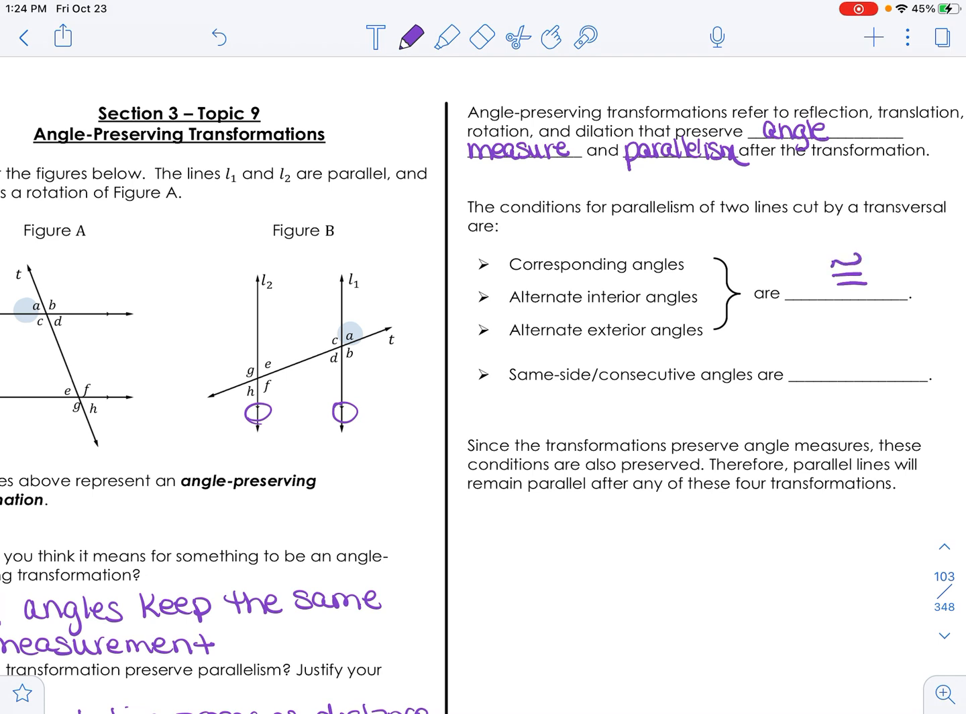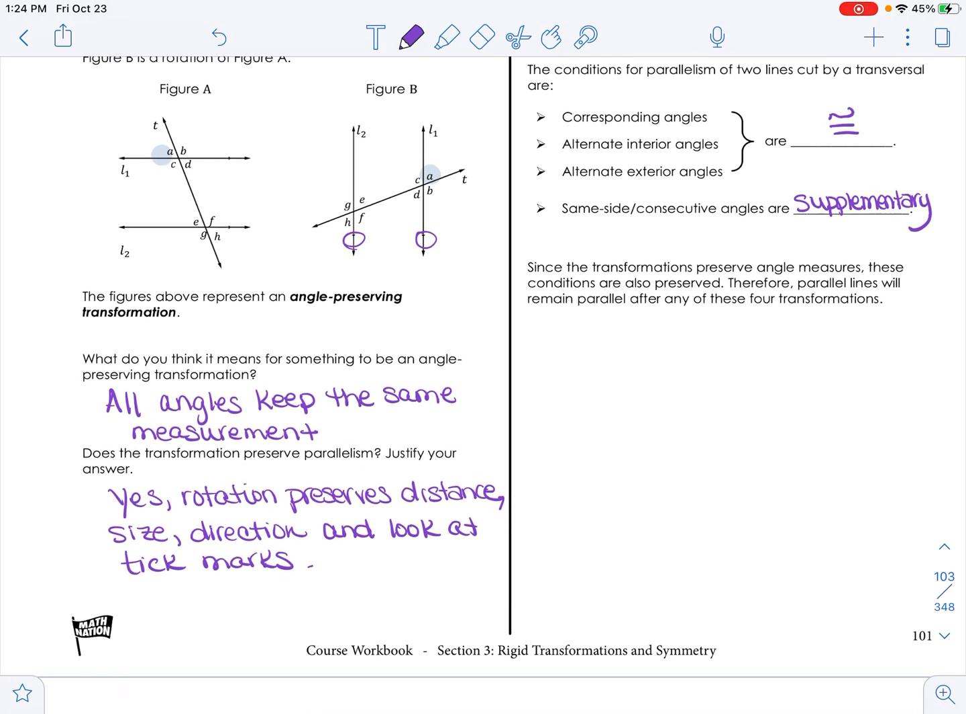They are all congruent. Same side consecutive angles are supplementary. Okay, so those vocab terms aren't going to go away. So let's practice what we're doing with all of this.